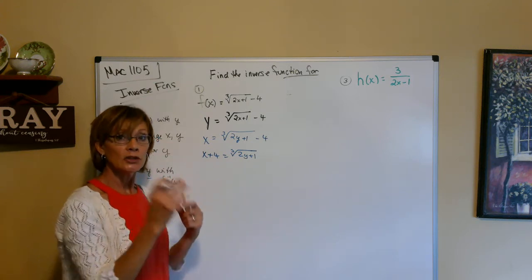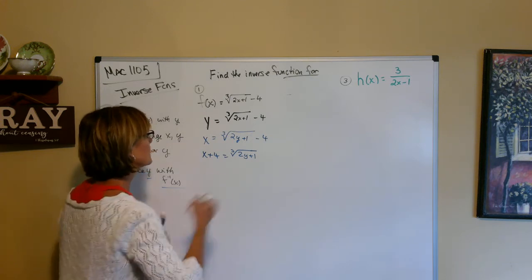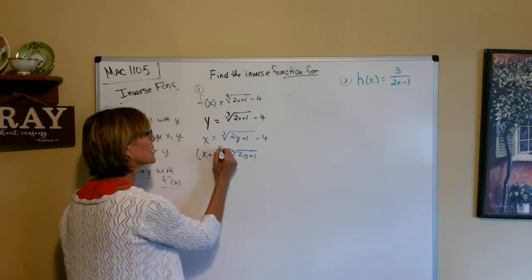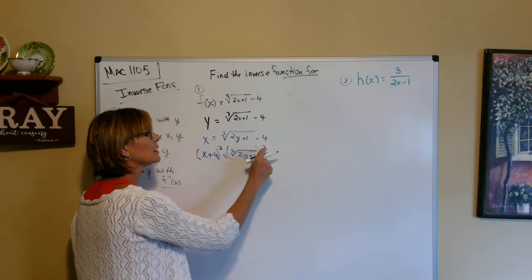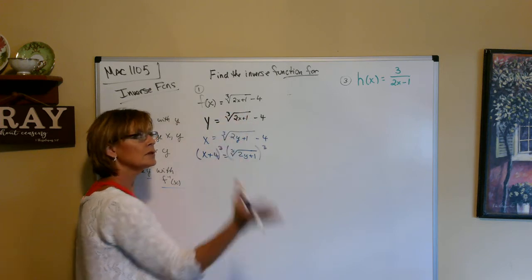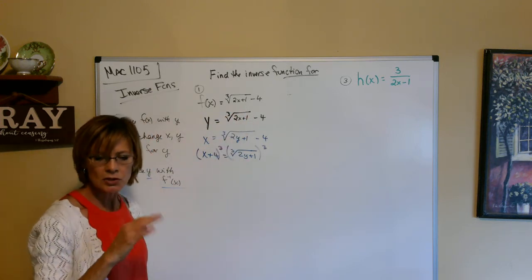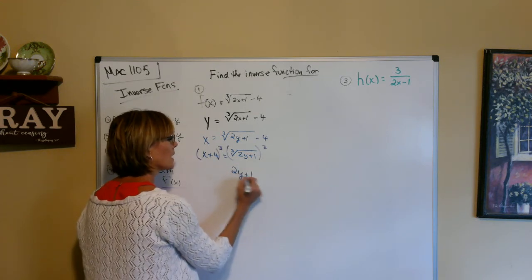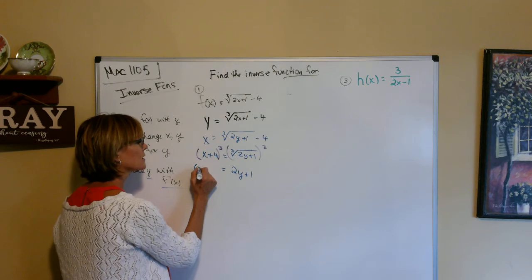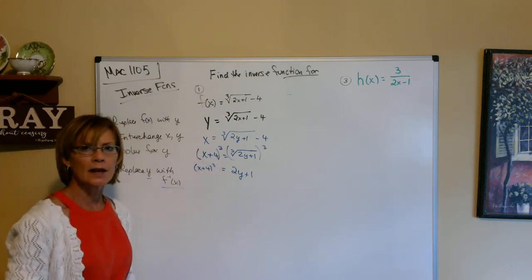So we need to cube both sides of that equation. So if we cube both sides, cube this side, raise this to the third power. The cube root of something raised to the third power, these undo each other. So what we're left with on the right-hand side is just simply 2y plus 1. And on the left-hand side, we have x plus 4 to the third power. You do not need to multiply that out.